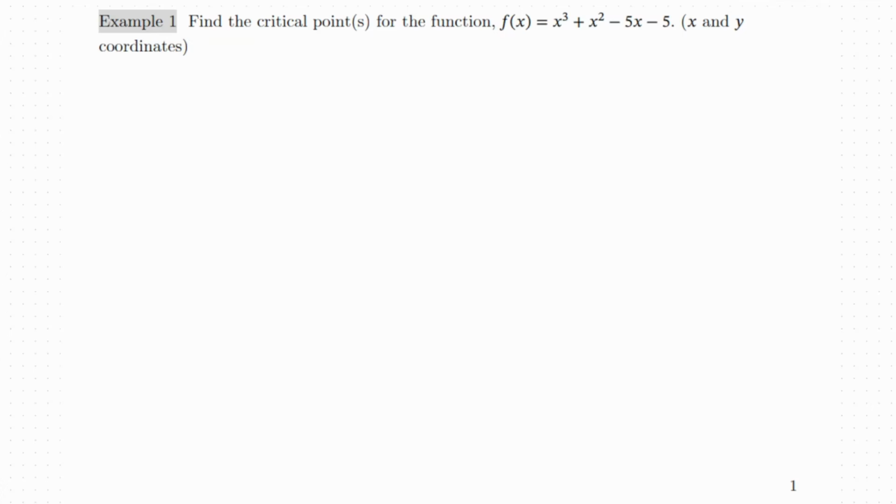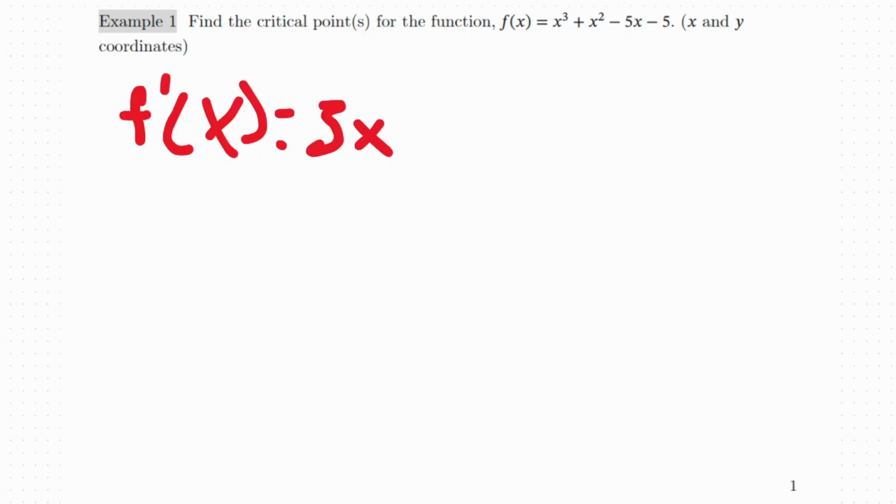Today we're going to be going over how to find the critical points of a function, which essentially are just when the first derivative is equal to 0. So for this problem, we're going to be taking our function, which is x to the third plus x squared minus 5x minus 5, and just finding the derivative of this. So all we're going to want to do for this is the power rule, where we're doing 3x squared plus 2x minus 5. So that's going to be our derivative function for that.